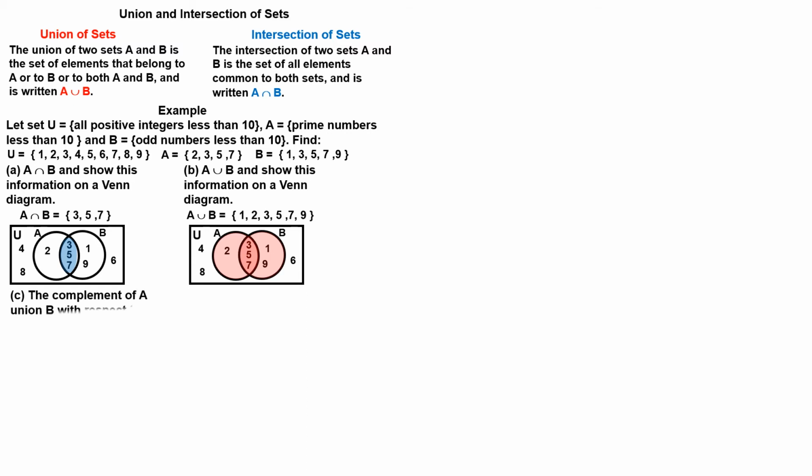Find the complement of A union B with respect to the universal set. The complement of A union B is the set of all elements of the universal set which are not elements of A union B. The complement of A union B with respect to the universal set is shaded gray.